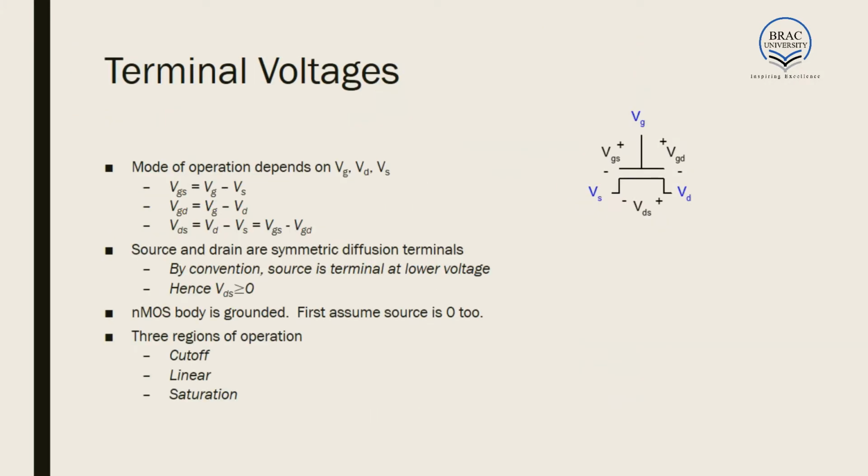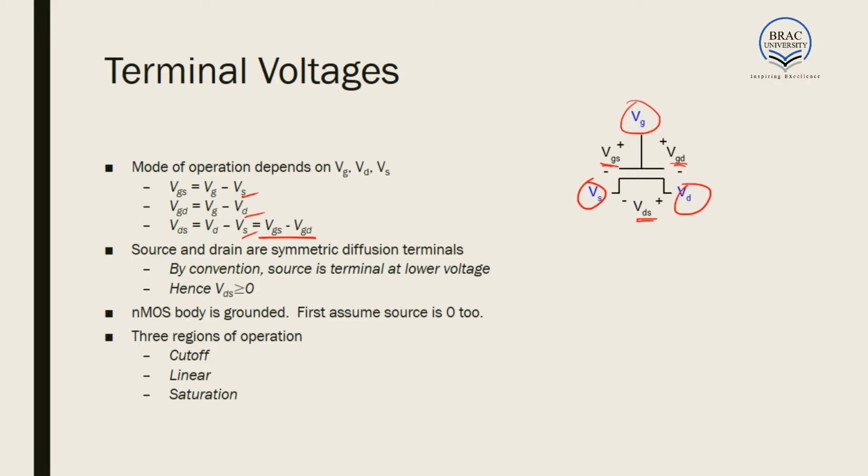Now, terminal voltages are also important when we are bringing the calculations into consideration. We have three terminals: the gate terminal, source terminal, and drain terminal. So the voltage will be gate to source voltage, gate to drain voltage, and drain to source voltage. Gate to source voltage is Vg minus Vs, gate to drain is Vg minus Vd, and drain to source is Vd minus Vs, which can be written as Vgs minus Vgd.